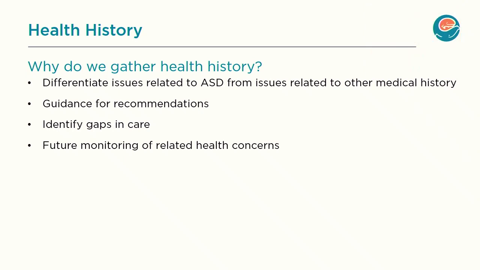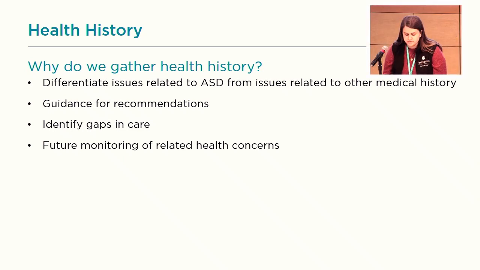Okay, so now we'll go into some of the usual components of the visit, going beyond that. So first we talk about health history. First, why do we even gather a health history? This is important to differentiate issues that might be related to autism versus something that might be due to something else in their medical history, to give correct guidance for recommendations moving forward, to identify any gaps in care with specialists or primary care, and then future monitoring of any health concerns that we identify so we can keep an eye on those moving forward.